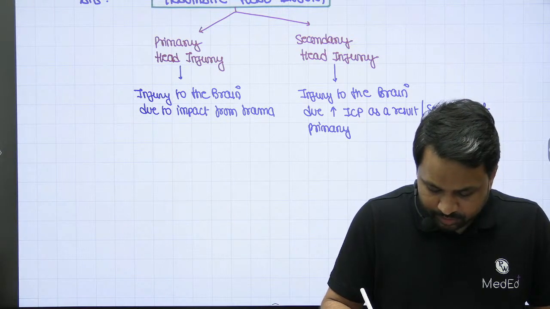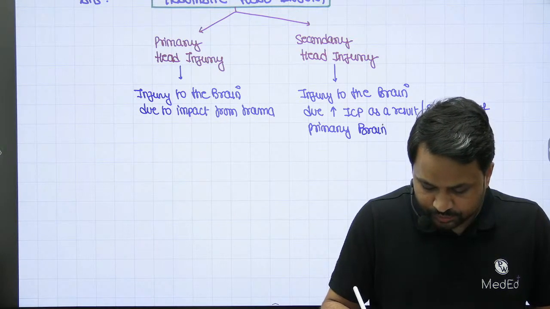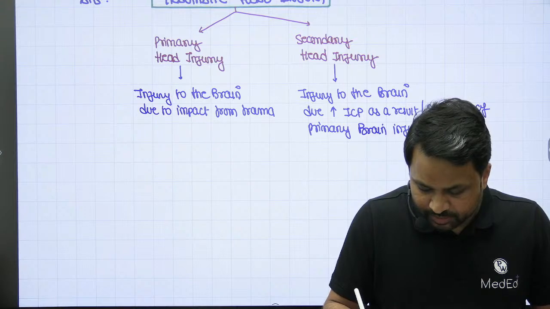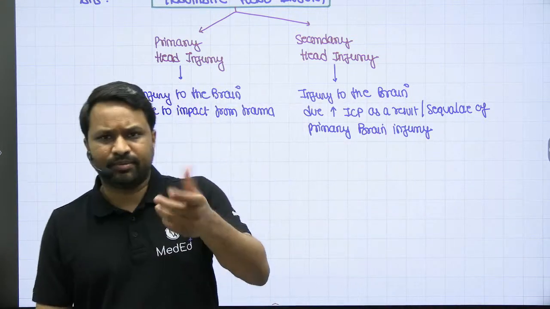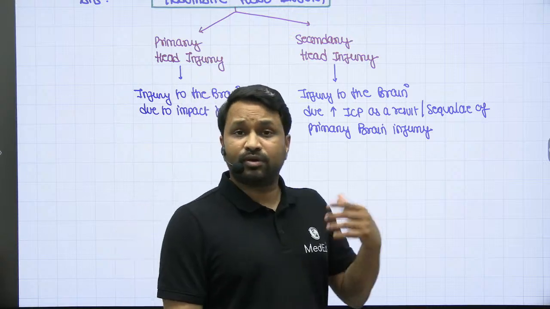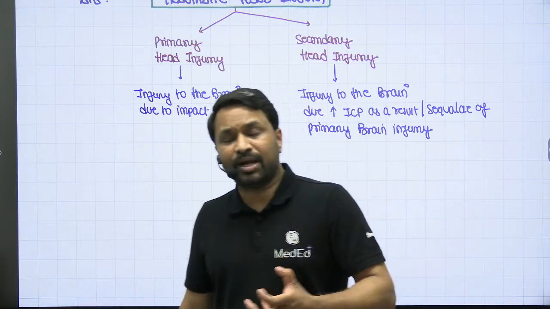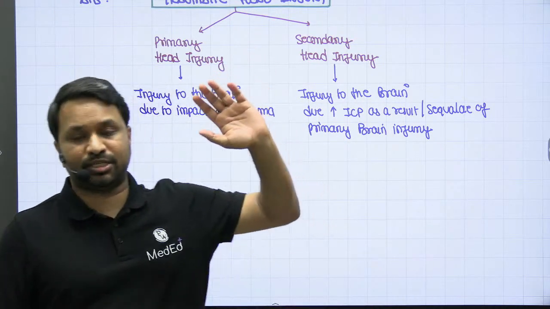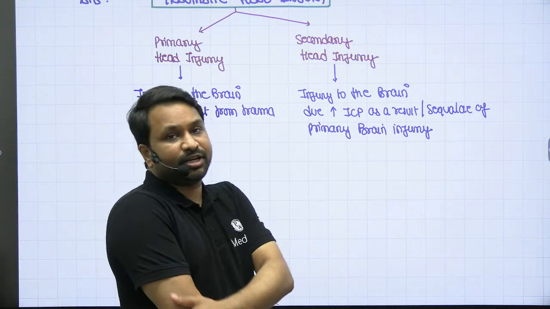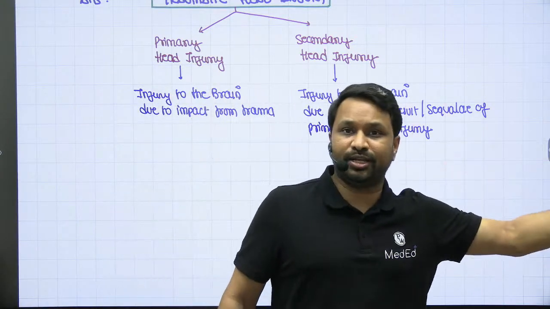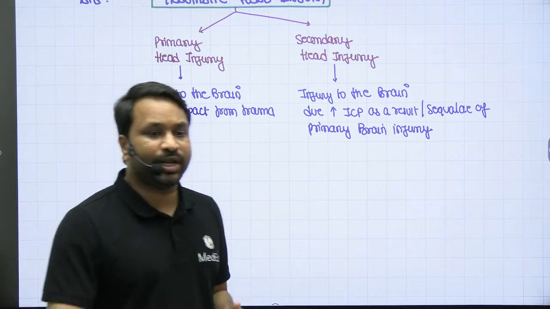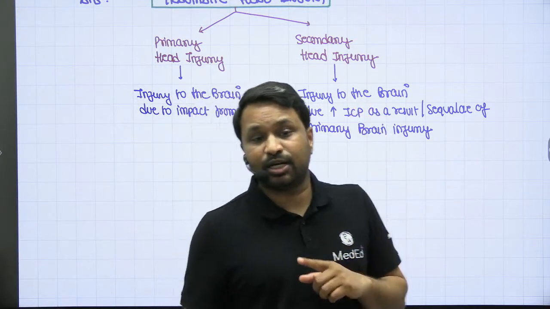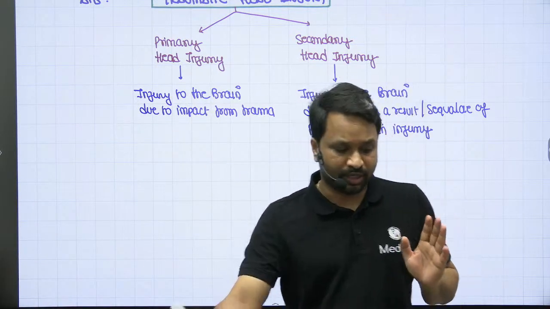Of the primary brain injury. In simple words, whenever there's a primary brain injury, there is brain damage. Some tissue erosion or injury is there. That will cause inflammation. Inflammation will cause edema, and that edema will further increase the intracranial pressure, causing more deterioration in the brain injury, and that is what we call a secondary brain injury. That is injury to the brain due to raised intracranial pressure as a sequelae of your primary brain injury that is present.